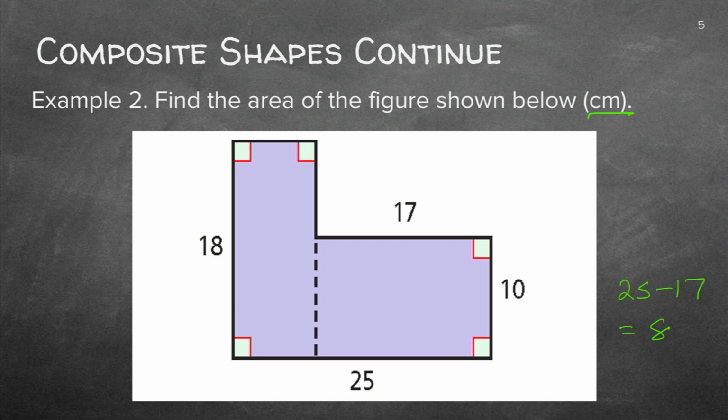So now we can work out it is 18 times 8 plus 17 times 10. That is our area, right? So if we work 18 times 8 is 144 plus 170, and that will give us 314 centimeters squared. Okay, for our composite area.